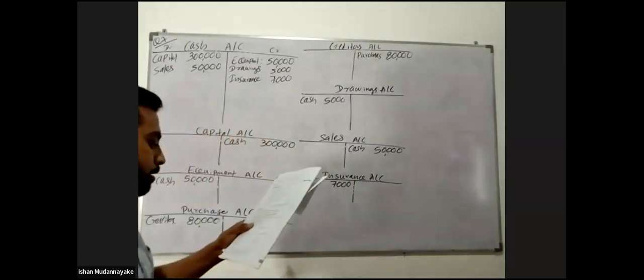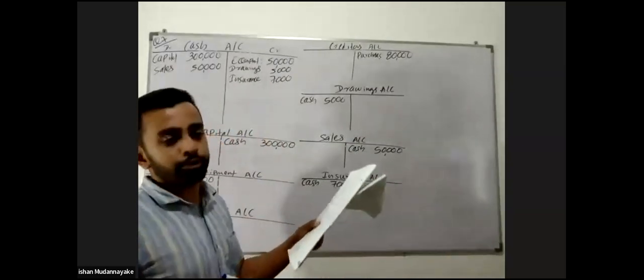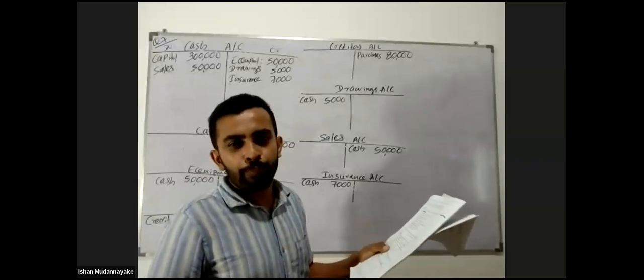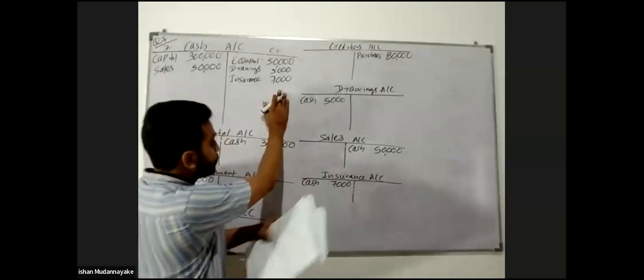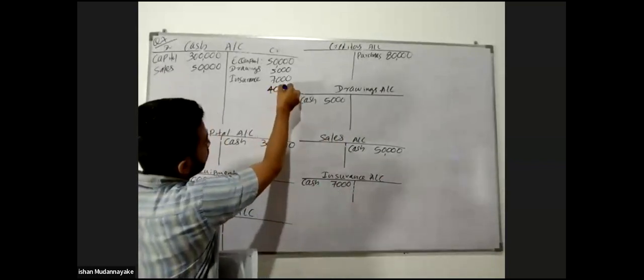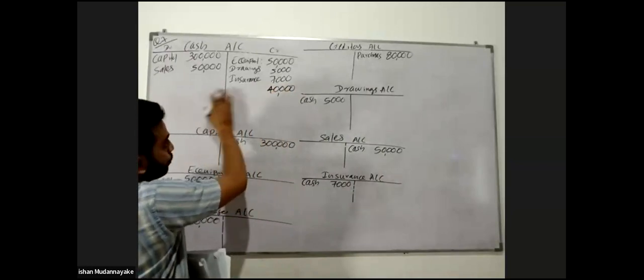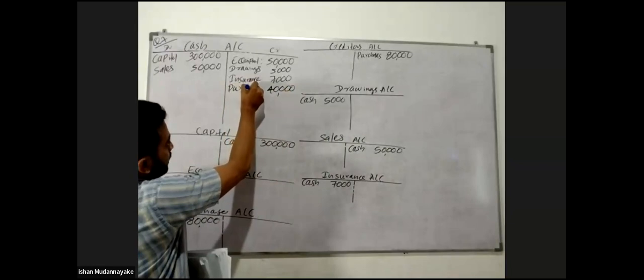Look at the seventh one. Cash purchases 40,000. Cash inflow or outflow? Cash outflow. Yes. Then cash book credit, purchases 40,000. And then purchase account debit. Yes, very good. Purchase account debit 40,000. Here, cash. Cash book credit, purchases. Purchase account debit 40,000.